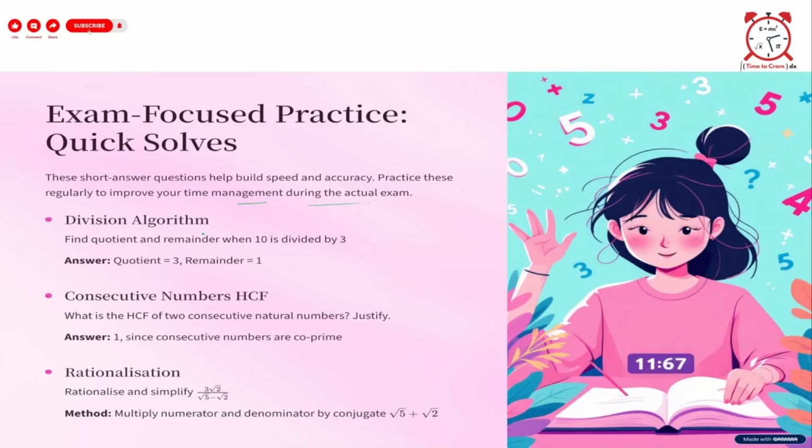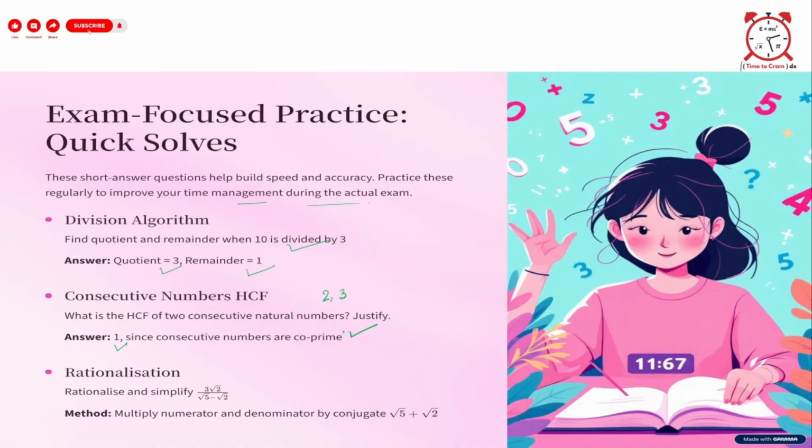First, division algorithm: find the quotient and remainder when 10 is divided by 3. If you divide 10 by 3, the quotient is 3 and the remainder is 1. Now, consecutive numbers HCF. What is the HCF of two consecutive natural numbers? Justify. Suppose 2 and 3 are two consecutive natural numbers. If you find their HCF, you will definitely get 1, since consecutive numbers are always co-prime. Take different examples and you can witness this. They are always co-prime.